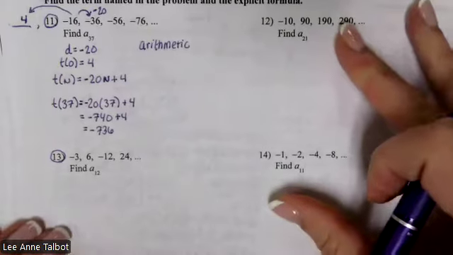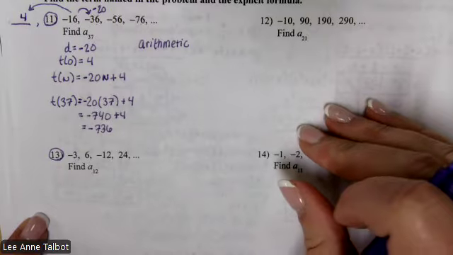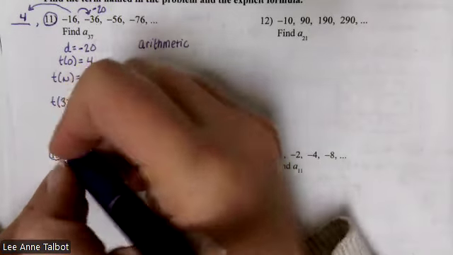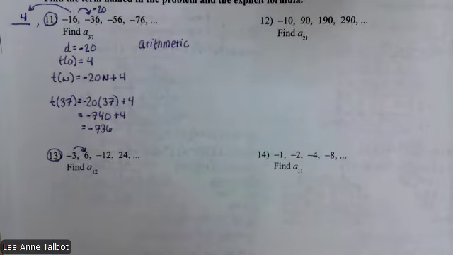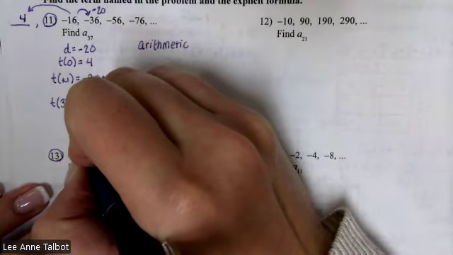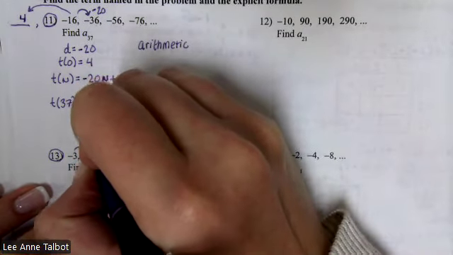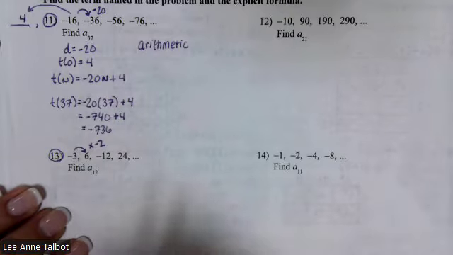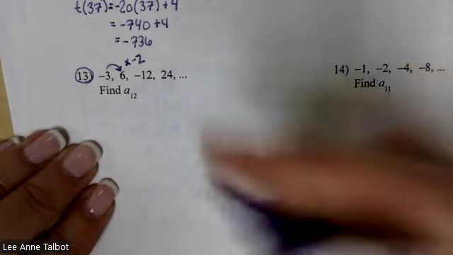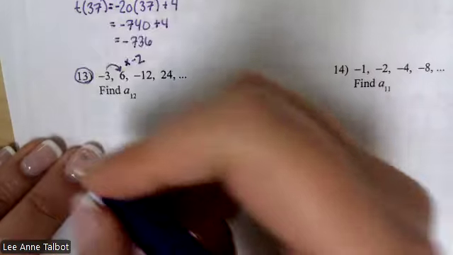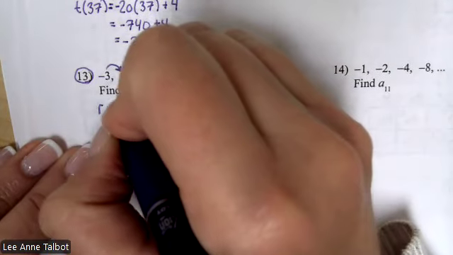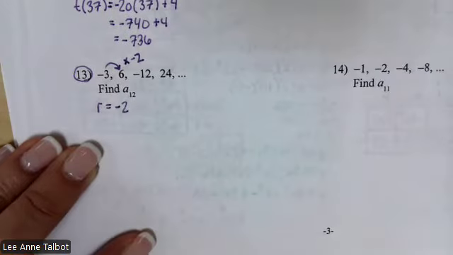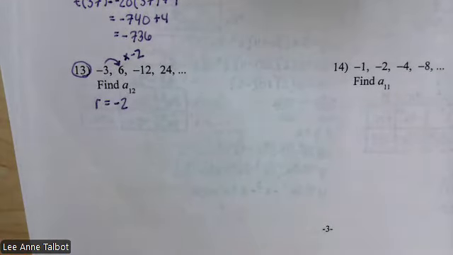Okay, so let's apply this knowledge to number 13. What is the growth in number 13? What's happening in that one? Multiplying by -2. So I'm going to put times -2 right here. And in a multiplication type of sequence, we call that R for common ratio. So growth is R for this.